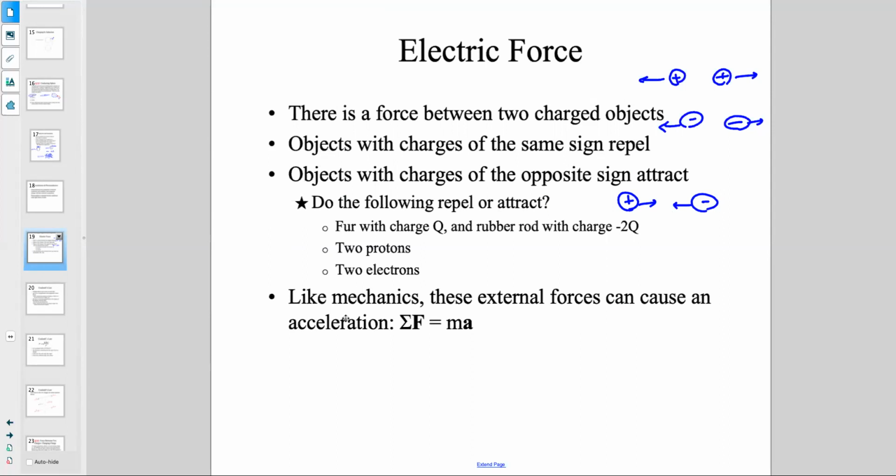Like mechanics in physics 1, these external forces can cause some sort of acceleration. Do you remember Newton's second law? You had F net or F external, or we showed it with sigma F equals mass times acceleration. These forces can cause acceleration in the object.